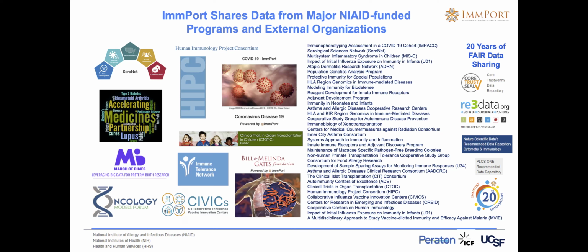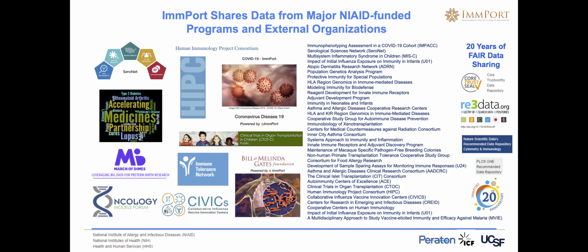We have data coming from HIPC, Human Immunology Project Consortium, CIVICs, Bill and Melinda Gates Foundation, ITN, and the AMP Consortium, which submitted data on lupus and rheumatoid arthritis. We have data coming from March of Dimes with maternal health. And we have about 265 studies as of today for COVID-19 from various other resources. One of the major ones is SeroNet, submitting lots of data to ImmPort.